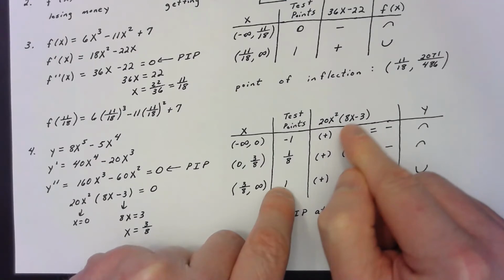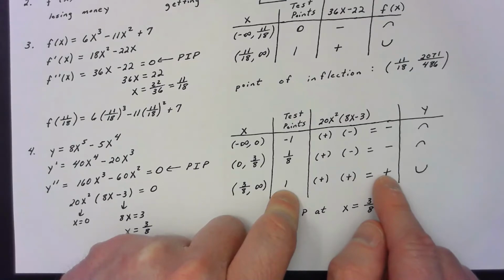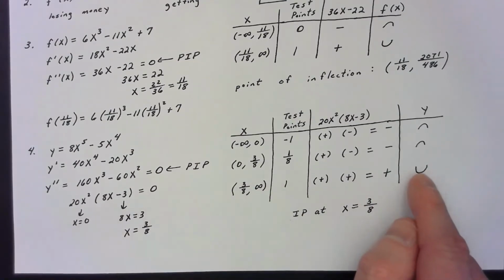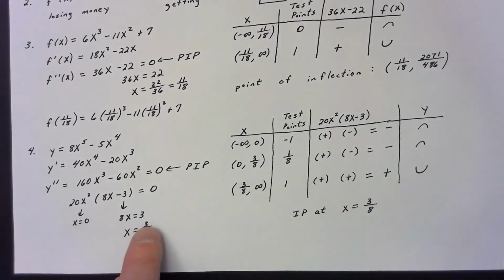When I plug in the 1, I can see that that last factor would be a positive 5. So since that last factor is a positive 5, both factors are positive. My second derivative would be positive, and my function would be concave up in that region. So now I can say, okay, the potential inflection points were at 0 and 3 over 8.